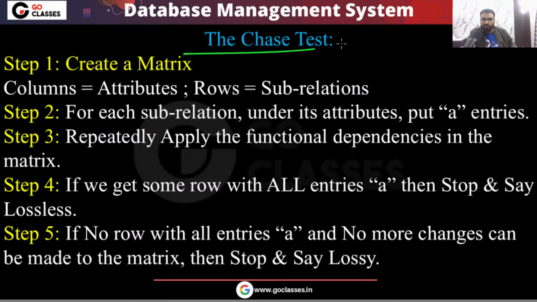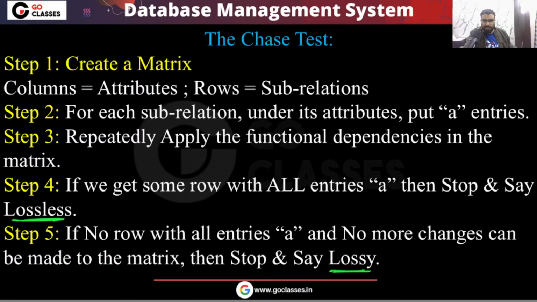Let me tell you the steps of the chase test. Quickly, first we will create the matrix. Step number 1, create a matrix where the columns will be attributes and the rows will be the sub-relations. Step number 2, for each sub-relation under its attributes, we will put the A entries. Step number 3, repeatedly apply the functional dependencies in the matrix. Step number 4, if we get some tuple, some row with all entries A, then we can stop and say lossless. Step number 5, if there is no tuple with all entries A and no more changes are possible in the matrix, then you can stop and say lossy. So these are the steps in the chase test.